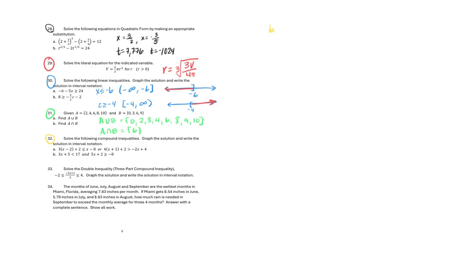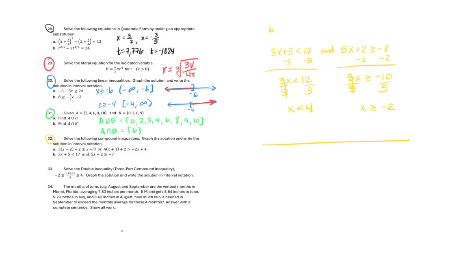So on part B, we have an AND statement. So 3x plus 5 is less than 17. And then we also have 5x plus 2 is greater than negative 8. So we're going to solve for the x values, and this is an AND statement. So we're going to minus 5 and minus 2 here. So we'll have 3x is less than 12. And then here we will have 5x is greater than negative 10. Divide by 5. We're going to divide by 3. So x is less than 4, and x is greater than negative 2.